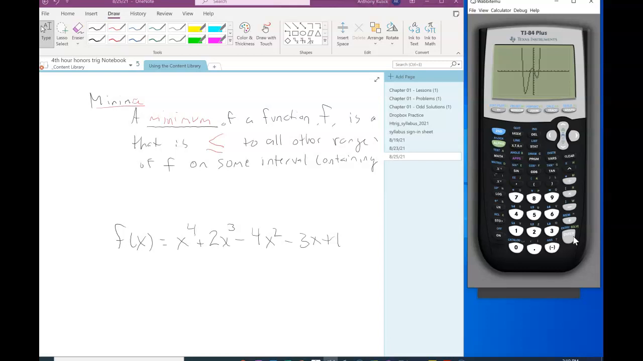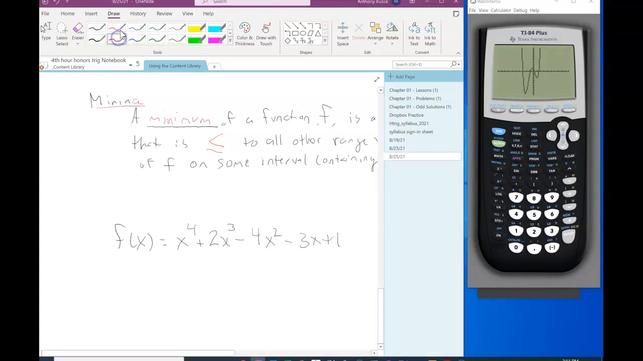And we should get a picture that looks basically identical to this. If you did zoom standard, we should all have the same viewing window, and we typed in the same thing, so it should all look exactly the same. Now, I'm going to look at this with my eyes. I see a global minimum here, where my mouse pointer is. I see a local maximum here, and a local minimum here. And I see no global maximum, because the graph is going up forever. Everybody agree with that? Okay.